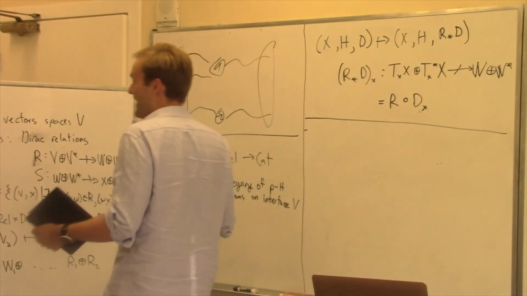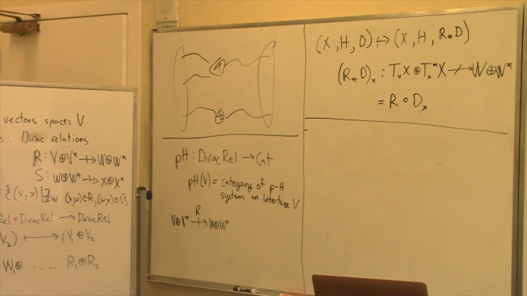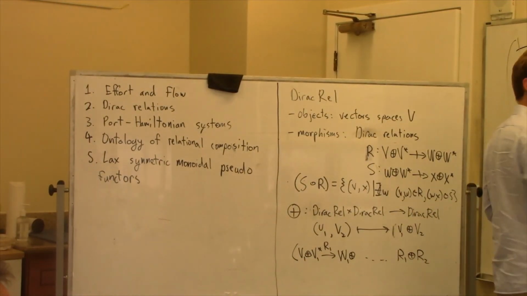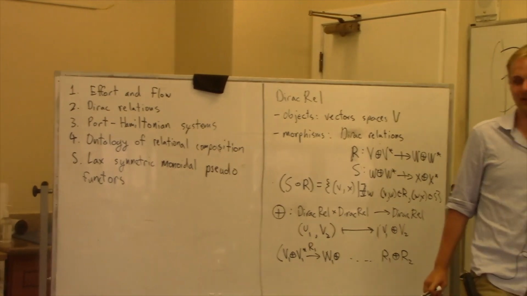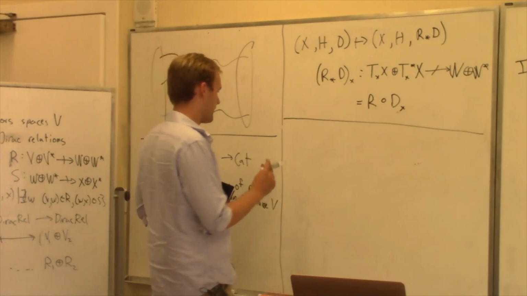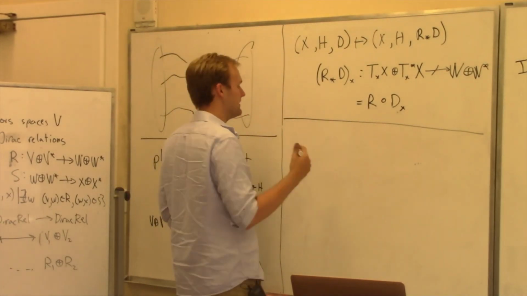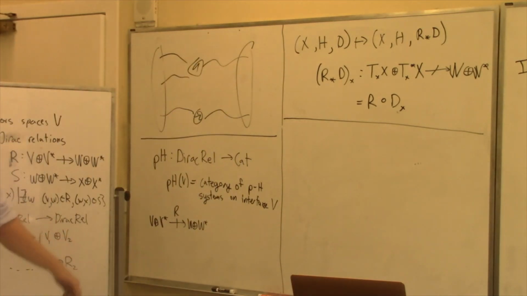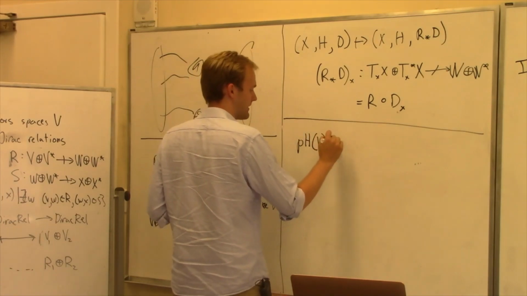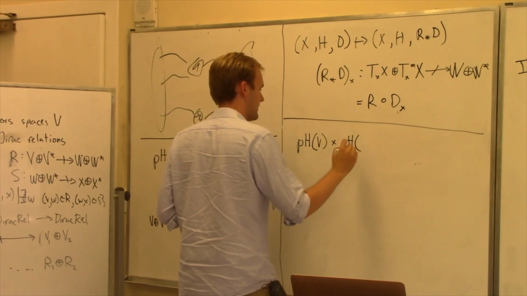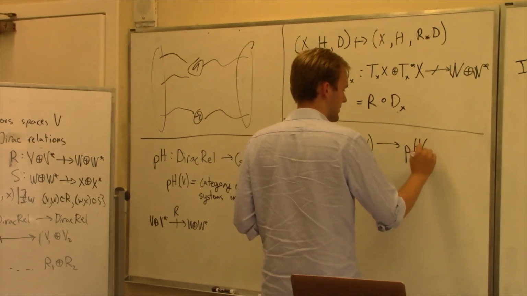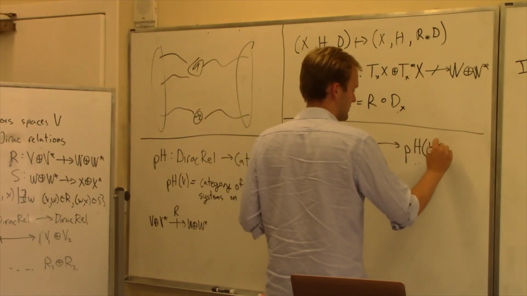And now the really fun part is the lax symmetric monoidal part. So what does this mean? Well, really it all comes down to one natural transformation, and then there's a bunch of coherences and equalities around that. But fundamentally, the meat of the whole lax symmetric monoidal pseudo bit is a natural transformation PH V times PH W to PH V direct sum W.